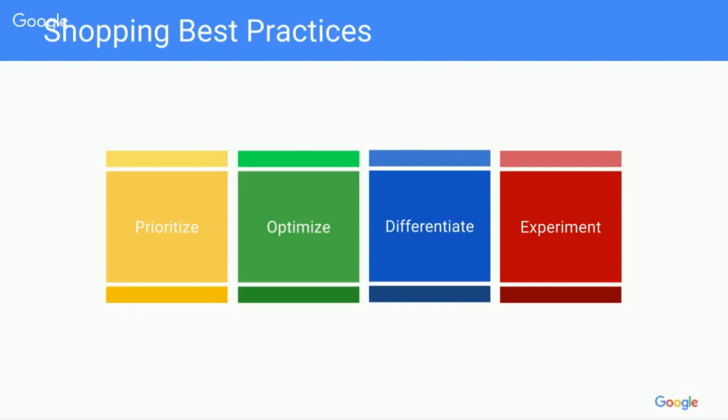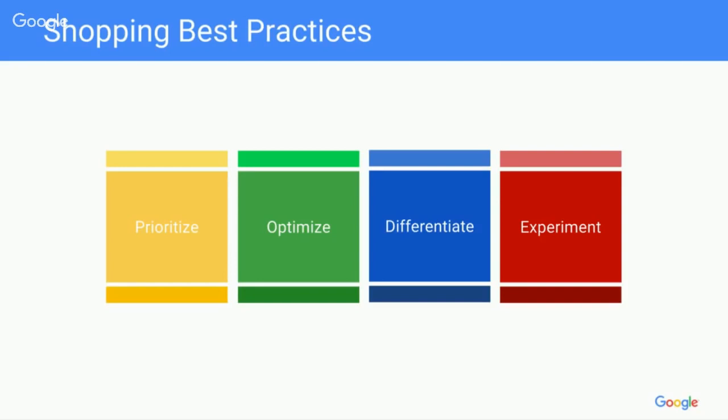Next, we'll talk about differentiation. It's important for you to differentiate your products from your competitors, especially when you're selling the exact same products. And so we'll talk about some options you have on Google Shopping on how to make sure your listings are different from your competitors. And finally, we'll talk about experimentation.